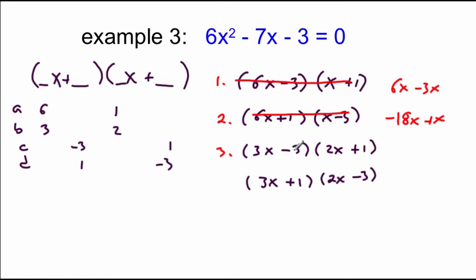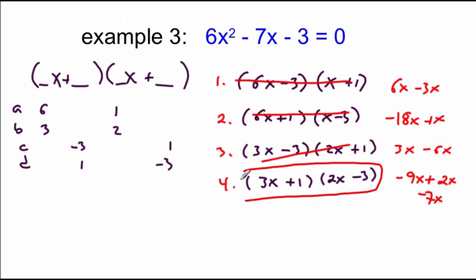And our third possibility here, we have 3x times 1, which is 3x, and then we have negative 3 times 2x, which is minus 6x, and that's only negative 3x, so that doesn't work, so let's get rid of that one. And we're hoping our last one works. So 3x times negative 3 is negative 9x, and then 1 times 2x is plus 2x, and that total is negative 7x. So it looks like this is our solution.